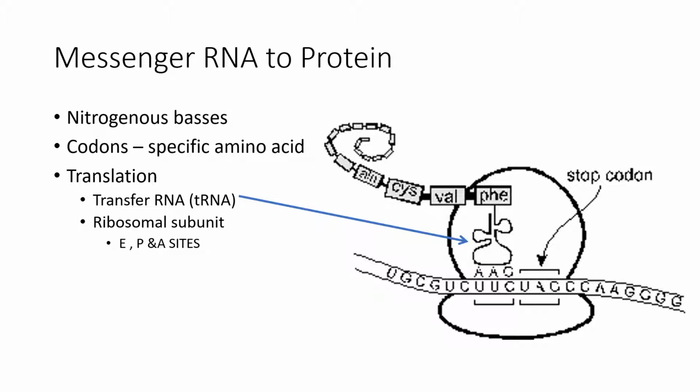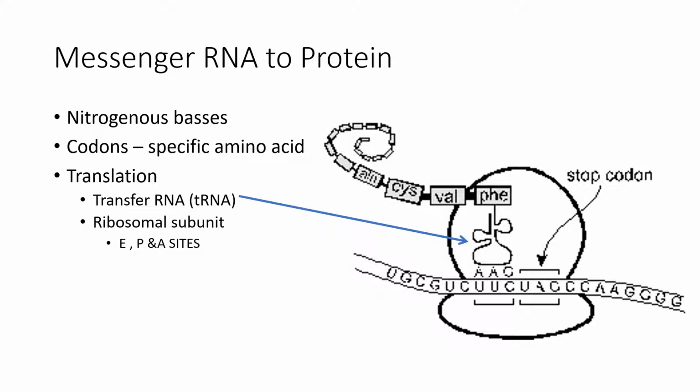Messenger RNA to protein. The messenger RNA strand is translated into a protein. The nitrogenous bases are grouped into 3-letter codes called codons. These codons code for specific amino acids. There is 1 special codon that codes for start and 3 that code for stop.